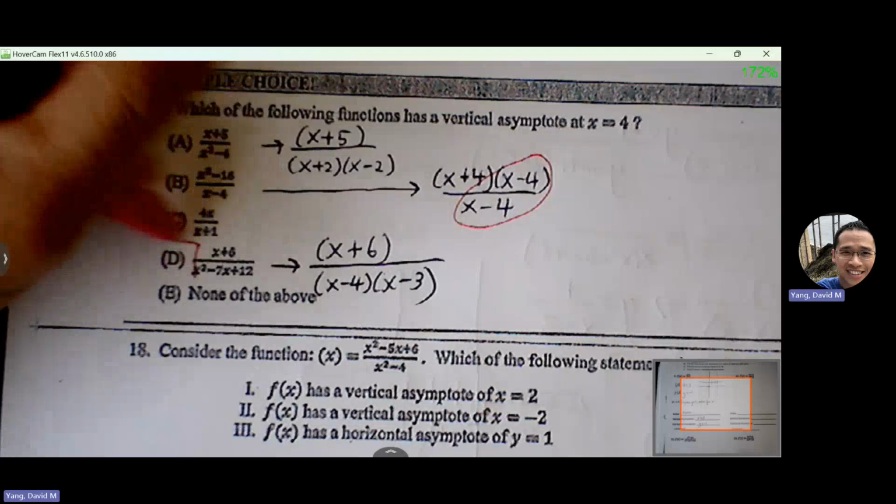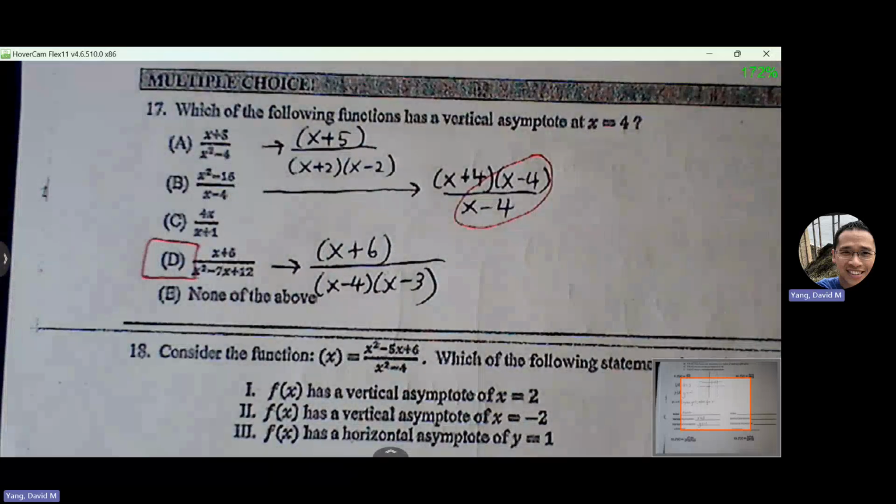So answer choice D. Was that a -7? Yes. Yeah, sorry, it's graining. X squared minus 7x plus 12.